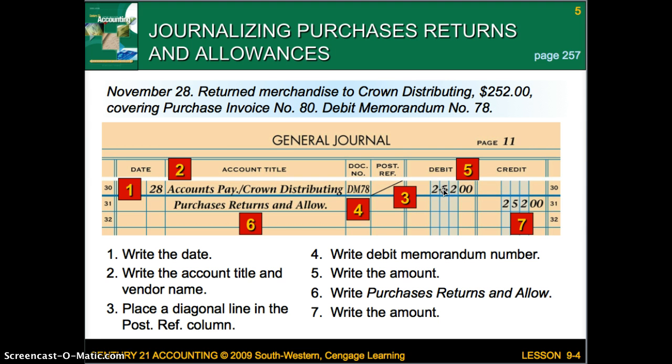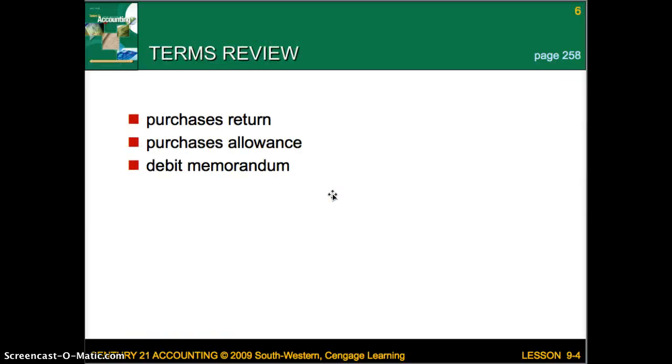So we are going to debit our accounts payable for Crown Distributing, and we're going to credit our purchases, returns, and allowances. We need to put our debit memorandum 78 and our slash on the same line that our accounts payable Crown Distributing is on. We've already, in another transaction, credited accounts payable Crown Distributing for this large amount of money. Now we need to go back and debit this $252, the portion that we're sending back because it has been damaged. And those are your terms to review for the chapter.